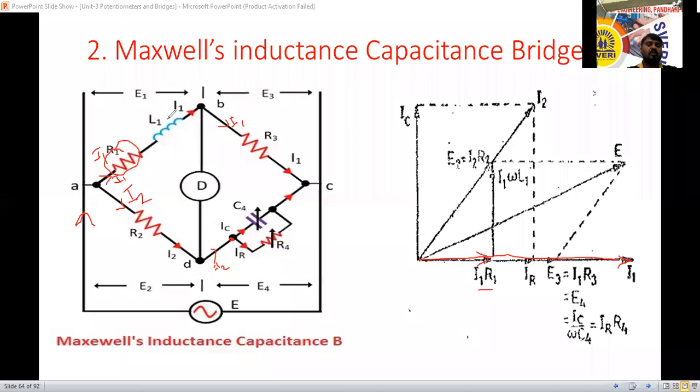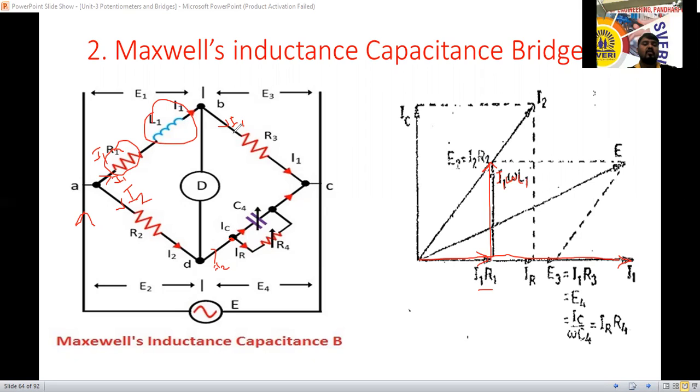Okay, next it will go through the inductance. The inductive voltage drop across the inductance lags the current I1 by 90 degrees. So I will draw this one here at 90 degrees, and I will write I1 omega L1 here.